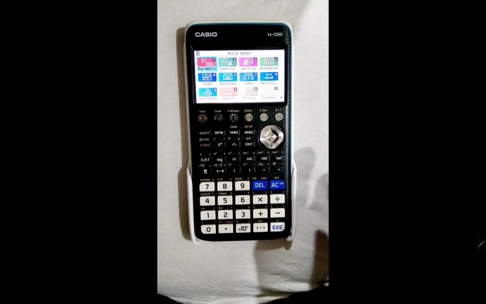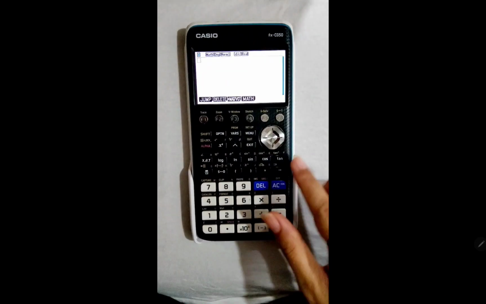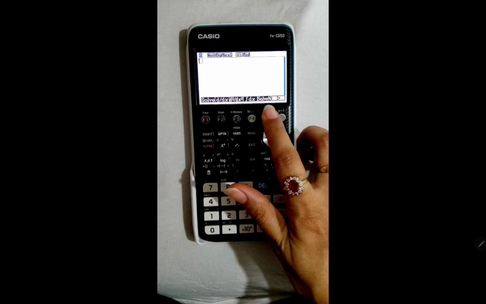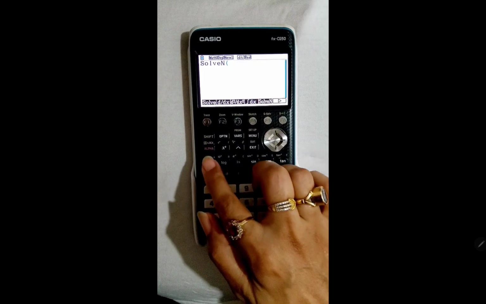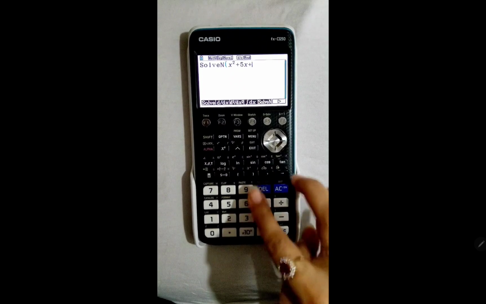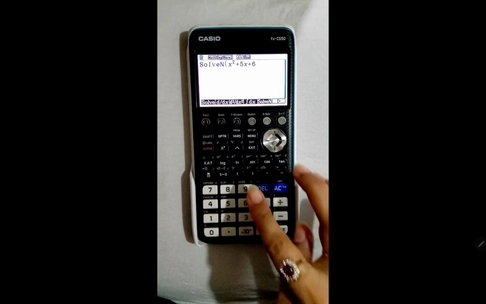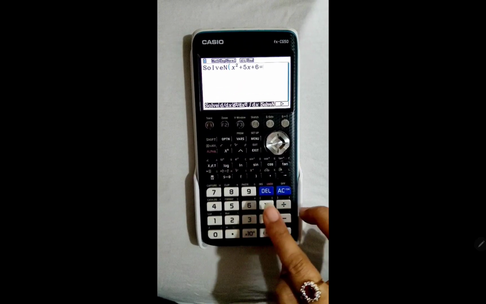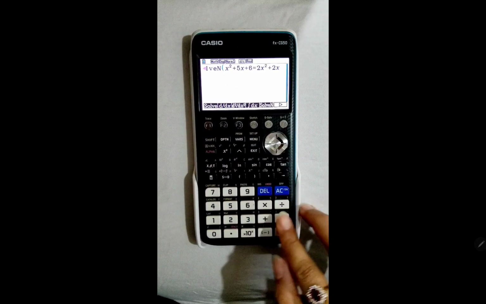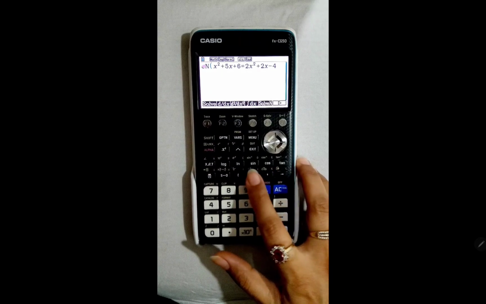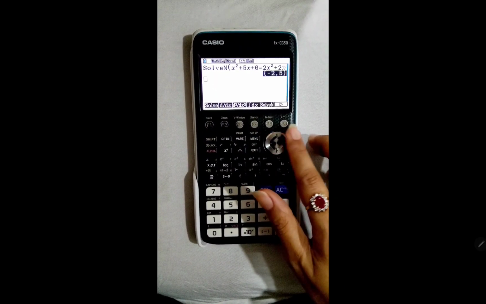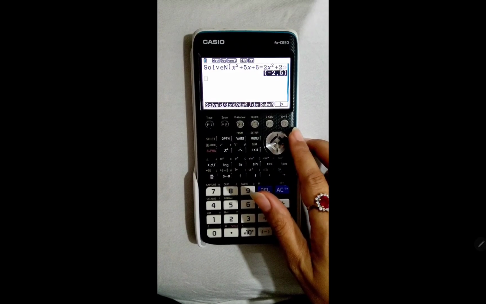Now we want to find the value of x. So we will first go in run matrix. We'll press option, calc, and we'll use nsolve. Then we will be putting the value x square plus 5x plus 6 equals 2x square plus 2x minus 4. Close the bracket, execute, exit. So these are the two values of x that we are getting.